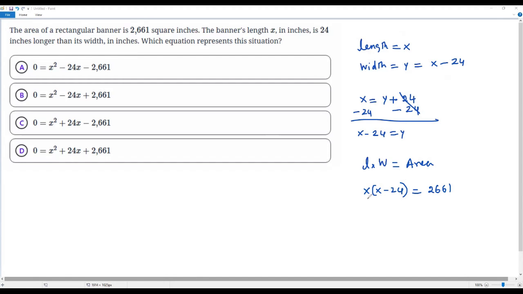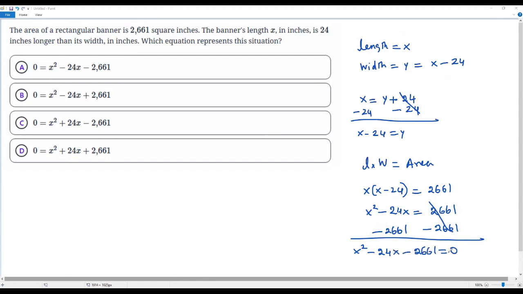Okay, now we can distribute this x to this x and negative 24. Then we get x square and negative 24x equals 2661. Now let me subtract 2661 from both sides of this equation. Then this positive value, negative value will cancel out. I am getting x square negative 24x negative 2661 equals 0. So this is the equation which represents the given situation.